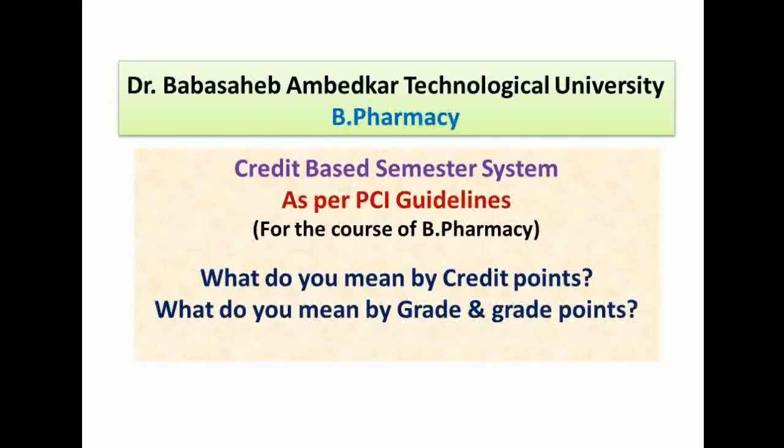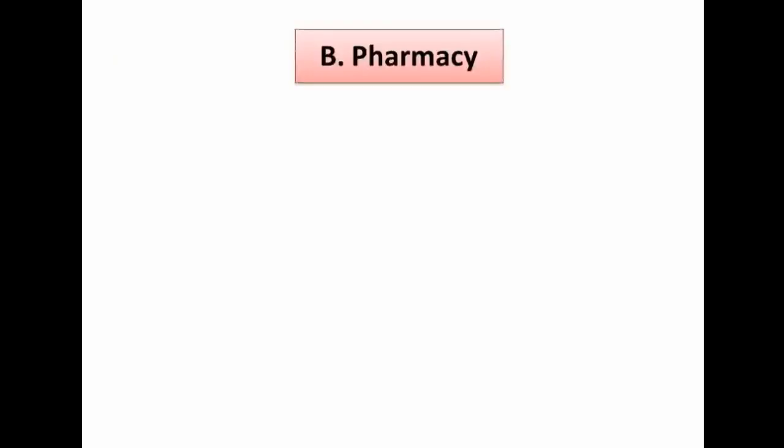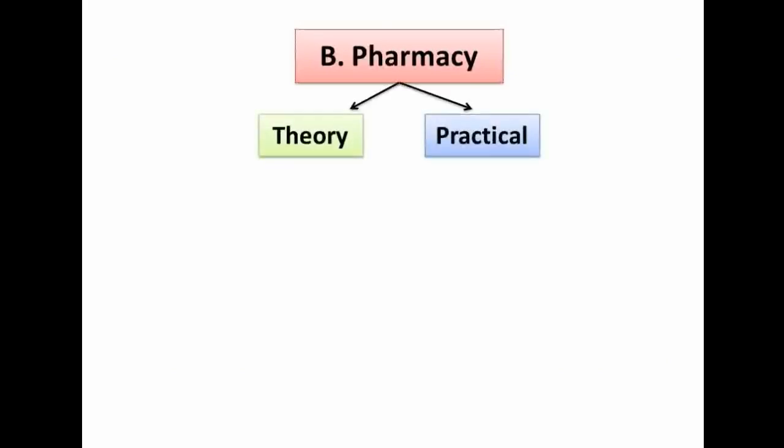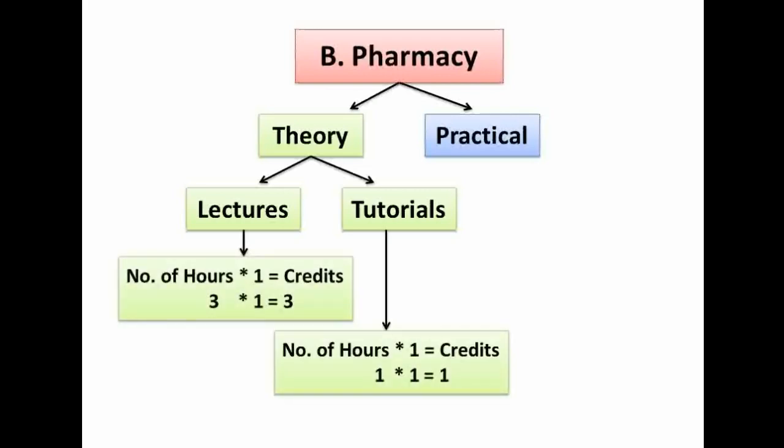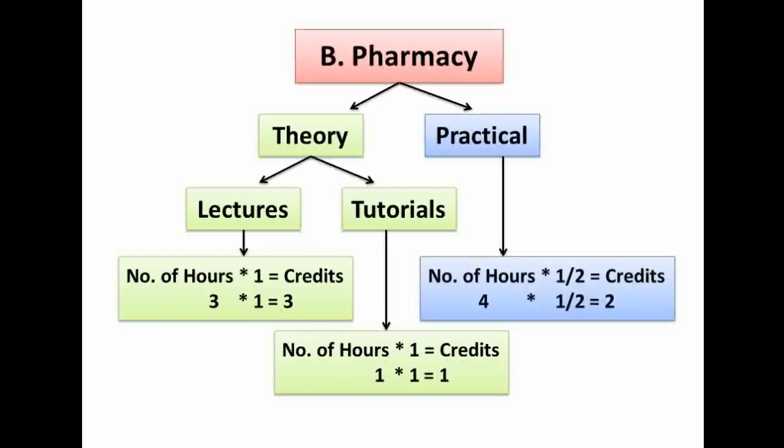Courses are broadly classified as theory and practical. So here we are going to discuss for the course of B Pharmacy. So it is again classified into theory and practicals. Theory consists of lectures and tutorials. Credit points for the course is dependent on the number of hours allotted per week to that particular subject. So the credit points are obtained as number of hours multiplied by 1 for theory lectures and tutorials, whereas number of hours are multiplied with 1 by 2 for the practicals.